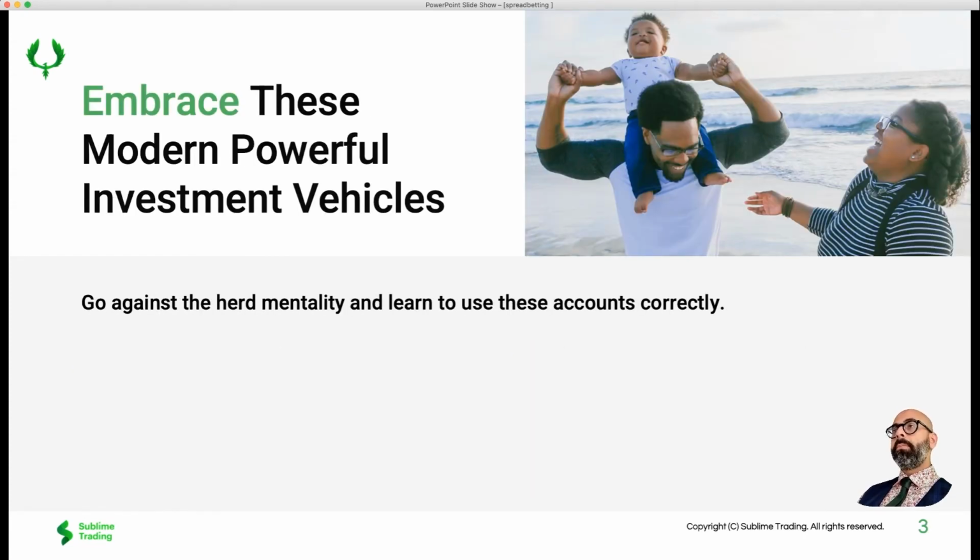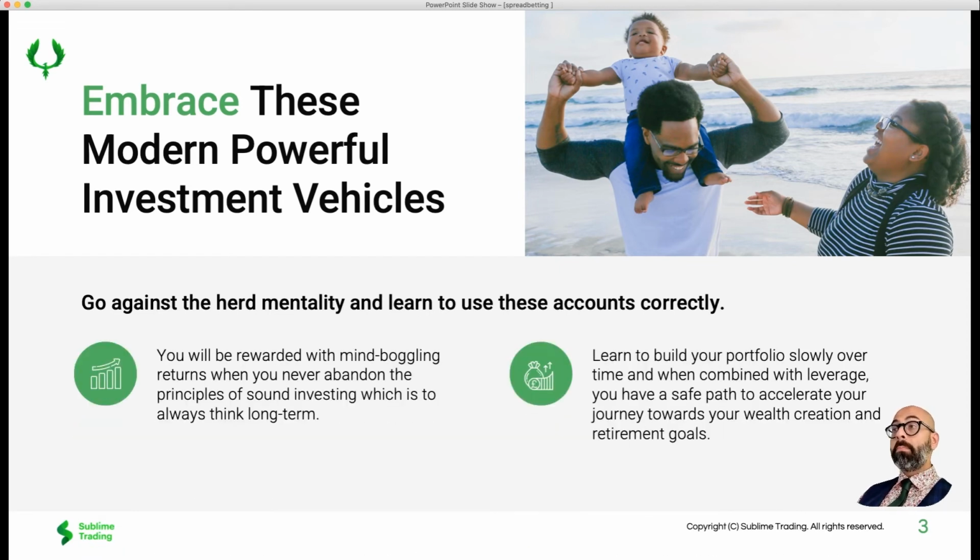Embrace these modern, powerful investment vehicles. Go against the herd mentality and learn to use these accounts correctly. You will be rewarded with mind-boggling returns when you never abandon the principles of sound investing, which is always to think long term. Learn to build your portfolio slowly over time, and when combined with leverage, you have a safe path to accelerate your journey towards your wealth creation and your retirement goals. Particularly focusing on those initial 3 to 5 years, but building that momentum for the rest of your life.